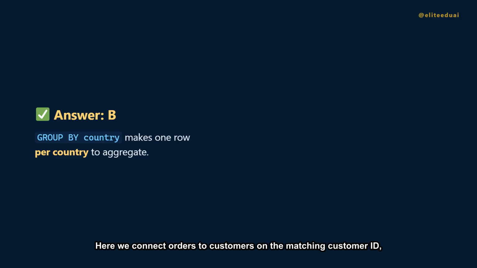The answer is B. A GROUP BY country creates one row per country, so your SUM and COUNT are calculated within each group. ORDER BY only sorts, WHERE only filters.